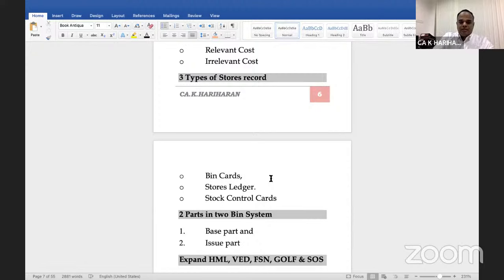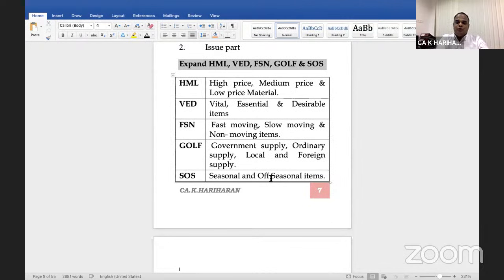Expand HML, VED, FSN, GOLF, and SOS. HML stands for high price, medium price, low price material. We are discussing material, okay? High price, medium price, low price material.